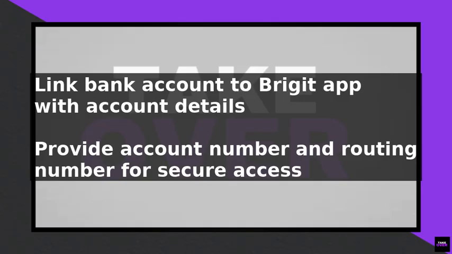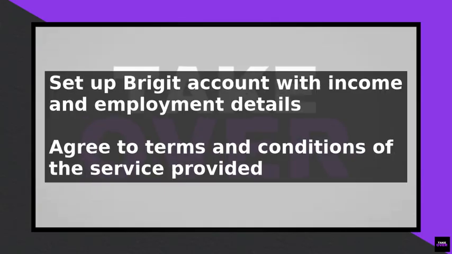Once you have completed the sign-up process, you can apply for a Brigit Advance. To do this, simply click on the Advance button in the app and follow the prompts. You will need to specify the amount you want to borrow and confirm your repayment terms. Brigit Advances are typically repaid on your next payday, and the repayment amount is automatically deducted from your bank account.